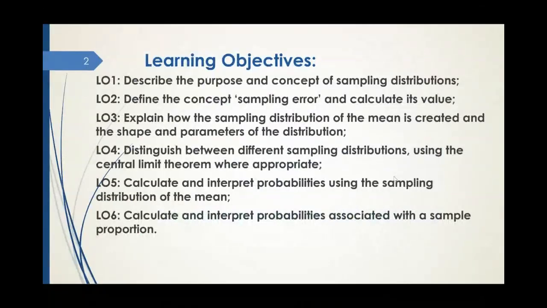Here are the learning outcomes. Describe the purpose and concept of sampling distributions. Define the concept of sampling error and calculate its value. Explain how the sampling distribution of the mean is created and the shape and parameters of the distribution. Distinguish between different sampling distributions using the central limit theorem where appropriate. Then calculate and interpret the probabilities using the sampling distribution of the mean, and calculate and interpret probabilities associated with a sample.